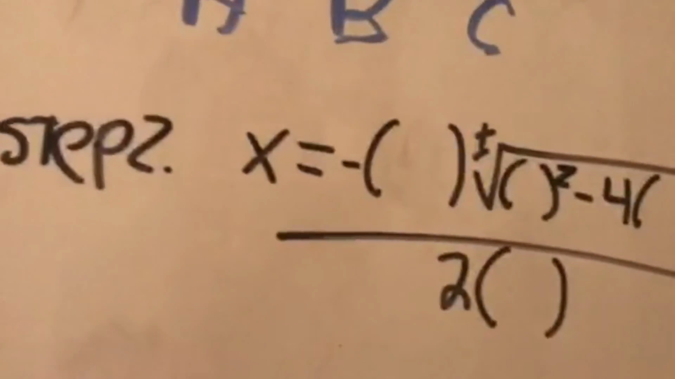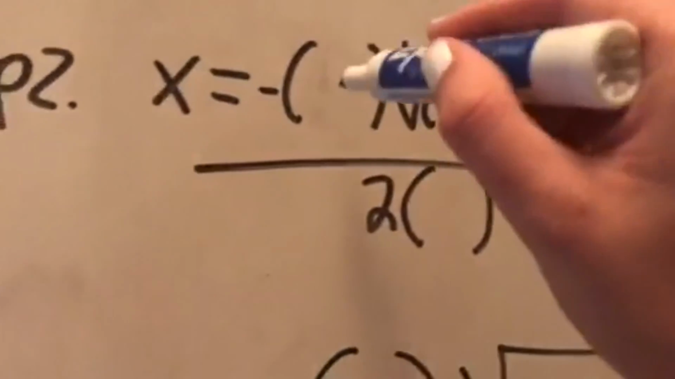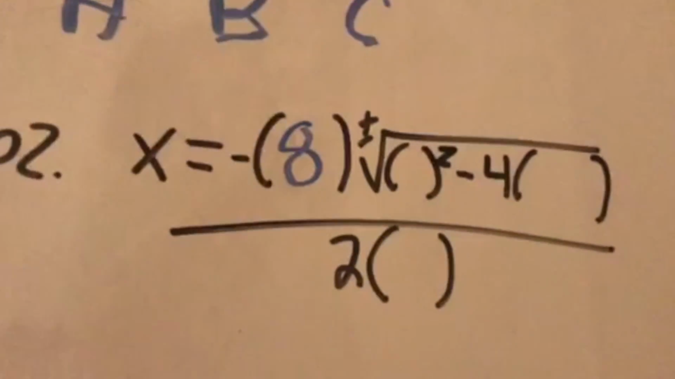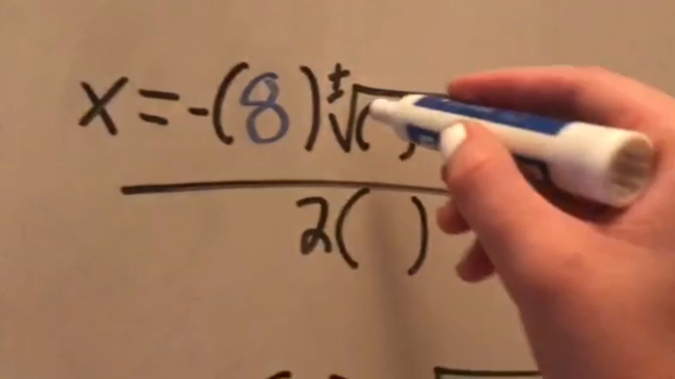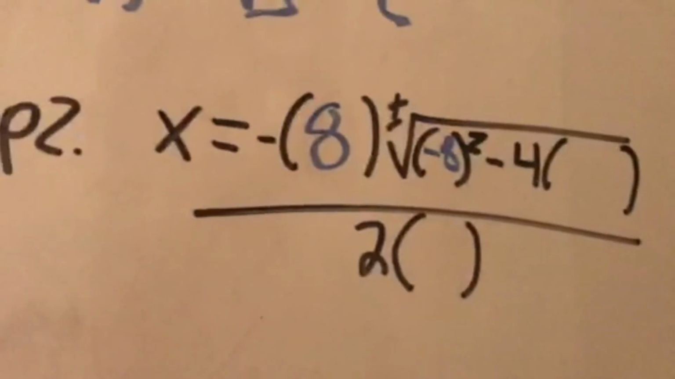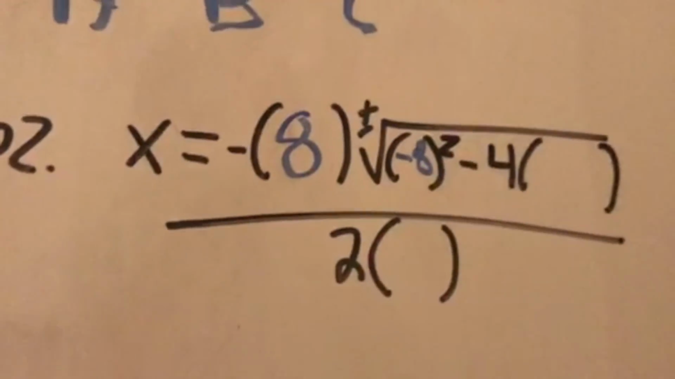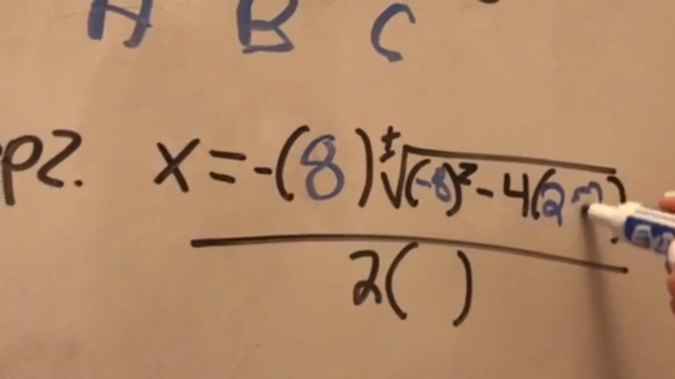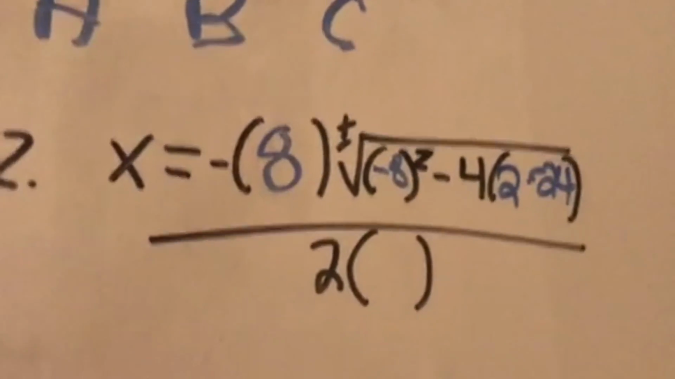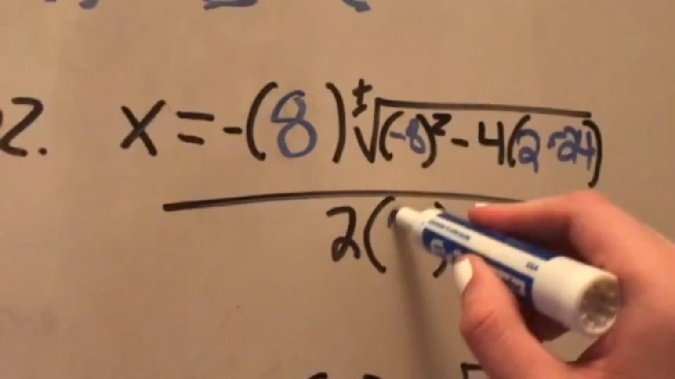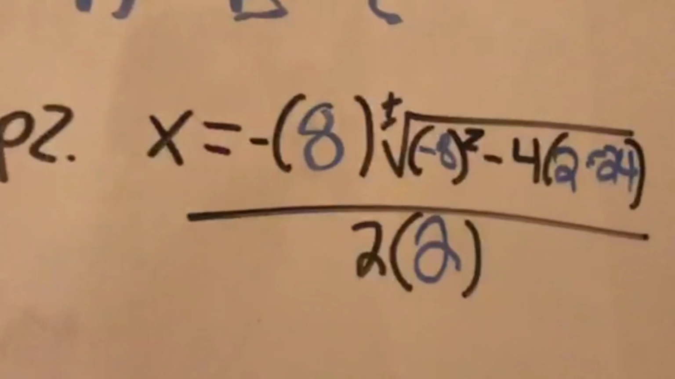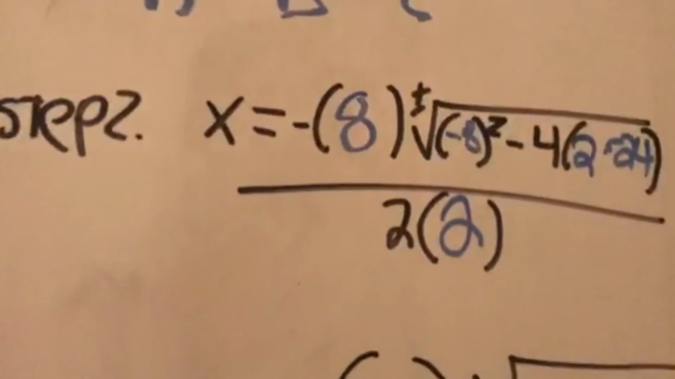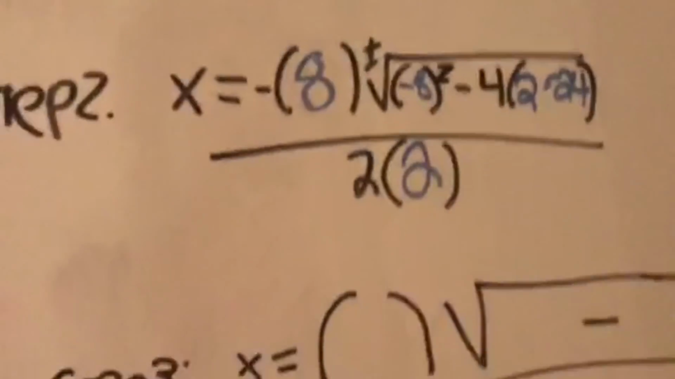So that would be x equals negative negative 8 plus or minus the square root of negative 8 squared minus 4 times 2 times negative 24, over 2 times 2. Then for step 3, you simplify it.